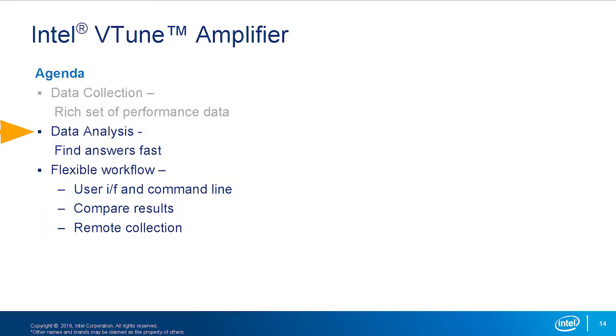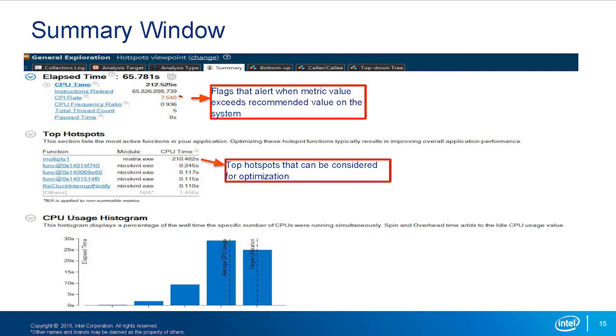So now that we've collected the data, how do we use VTune to find the information that we're looking for? So when VTune is done collecting the data and presents the initial results to the user, it starts out in a summary tab.